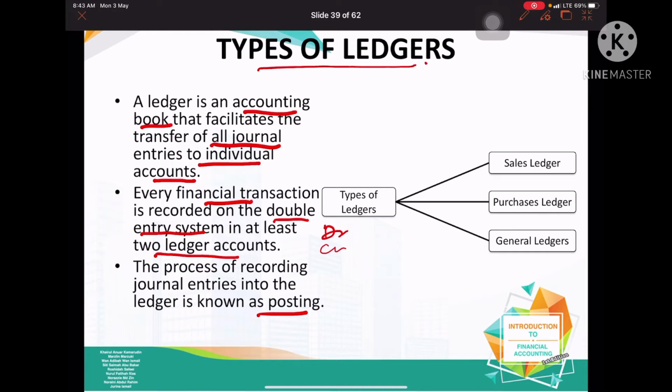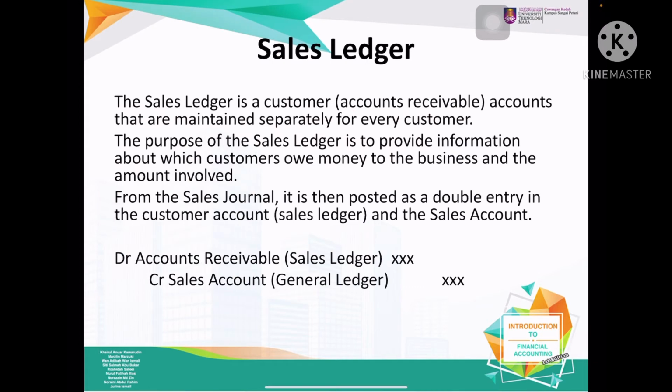Basically we have three types of ledgers: number one is the sales ledger, then the purchase ledger, and the general ledger. Alright, we move on to the sales ledger. The sales ledger is the customer account, or the other name is accounts receivable. They are maintained separately for every customer. So if we have 10 customers, we should have 10 accounts receivable, one for each individual. The purpose of the sales ledger is to provide information about the customer's debts to the business and also the amount involved.